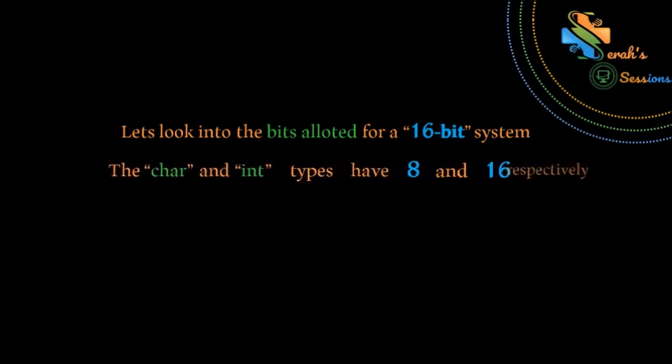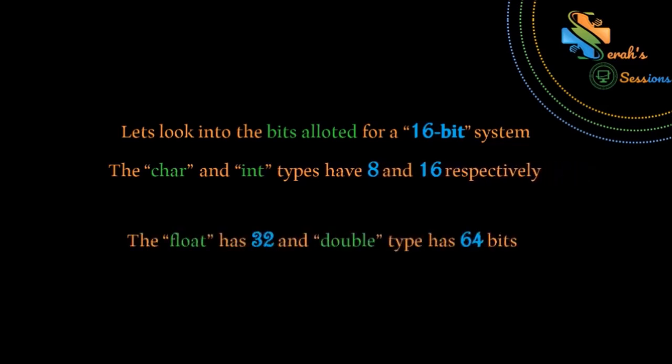Let's look into the bits allotted for a 16-bit system. The char and int types have 8 and 16 bits respectively. The float has 32 and the double type has 64 bits. And it's just 8 bits for the valueless type.